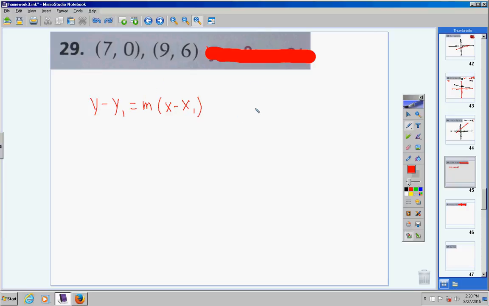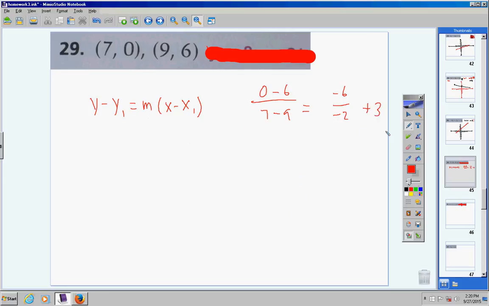We just did that earlier in the review sheet, so we'll do it really fast. Y minus y, that's 0 and 6. 0 minus 6. X minus x, that's 7 and 9. 7 minus negative 9. So I get a negative 6 over a negative 2, a negative over a negative is a positive. Positive 3. So now I know what my slope is.